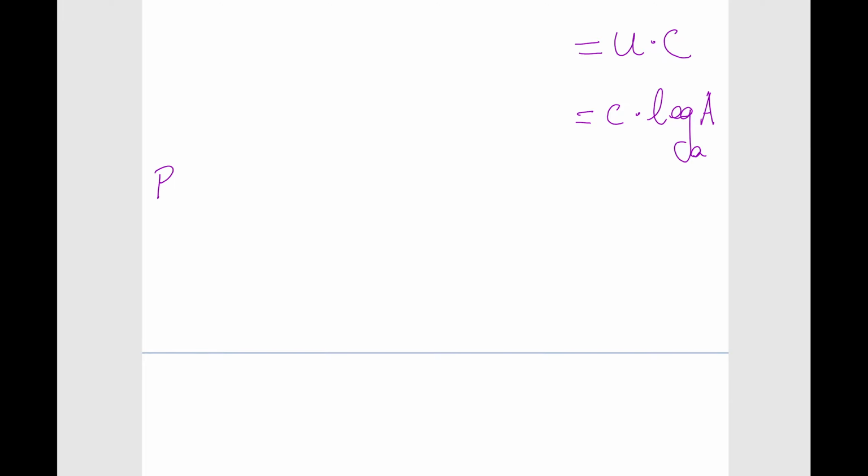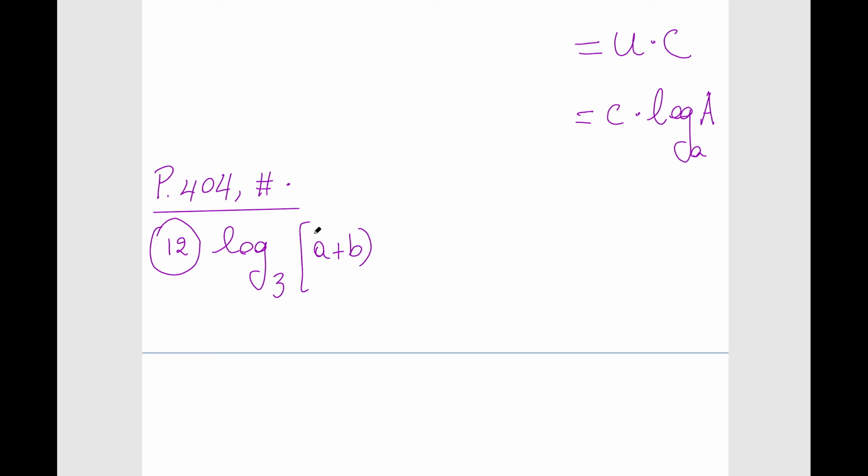So this is on page 404, number 12. Remember the question? We have log base 3 of (a plus b) as one of the factors times c, correct? And what's the question? The question is we want to write this condensed log as a sum of logs, using the product property. So we're going to use that product property, which is labeled here as property 1, right?